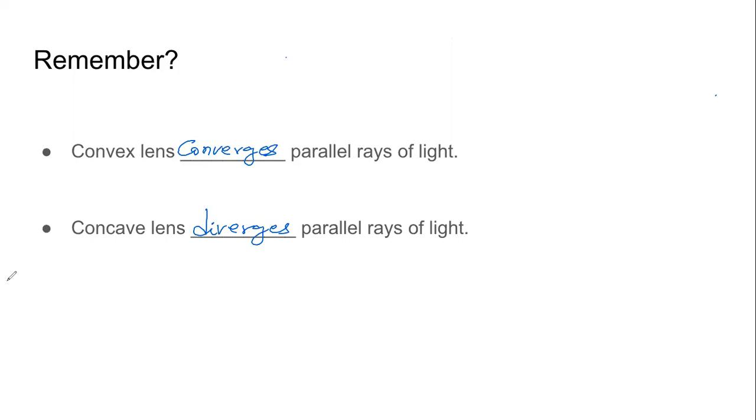Convex lens: if parallel beams of light come, they intersect at the focus, they converge. Concave lens: if parallel beams of light come, they diverge and they seem to diverge from the focal point. So converge or diverge. Once again, if we have not understood this, if we don't remember this, then anything and everything that we study in the chapter will not be useful. Be careful, always come prepared after the class.